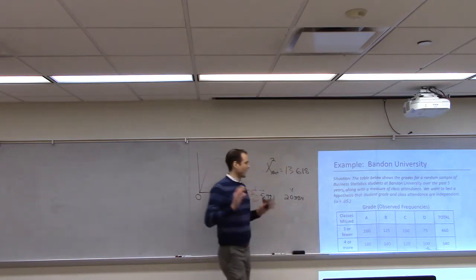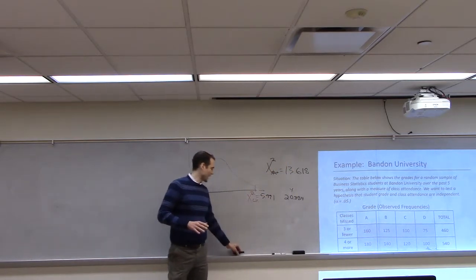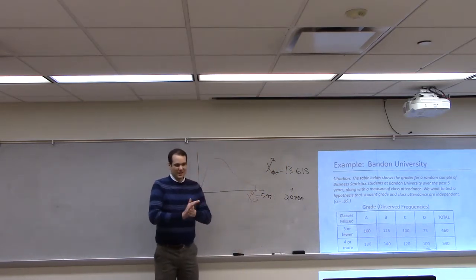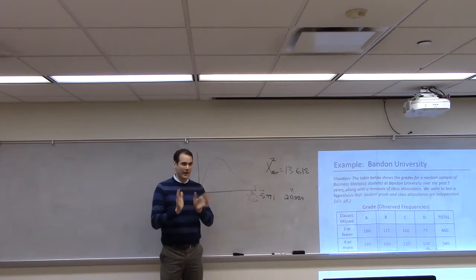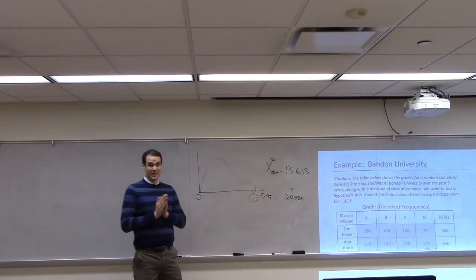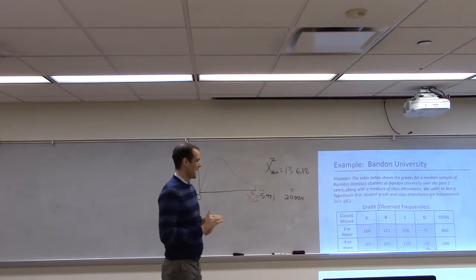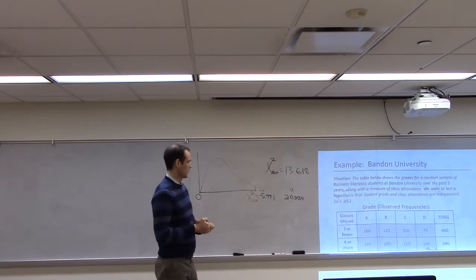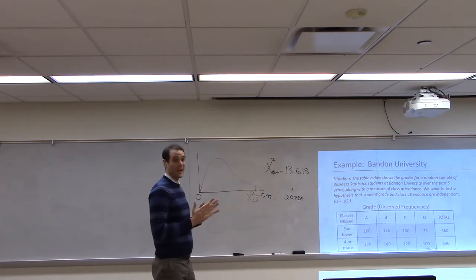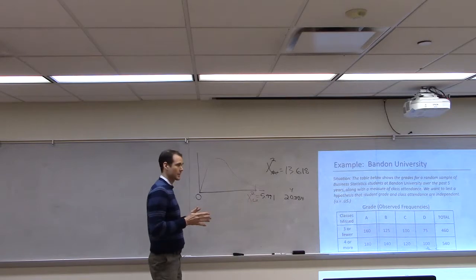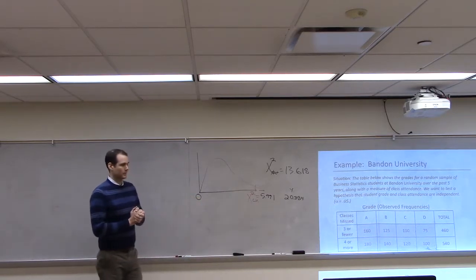Okay, so an example of a test for independence. Speaking of statistics grades, we've got some data about statistics students at Bandon University over the past 5 years. A total of 1,000 students. They tracked how many times the students missed class and the grade that they got.